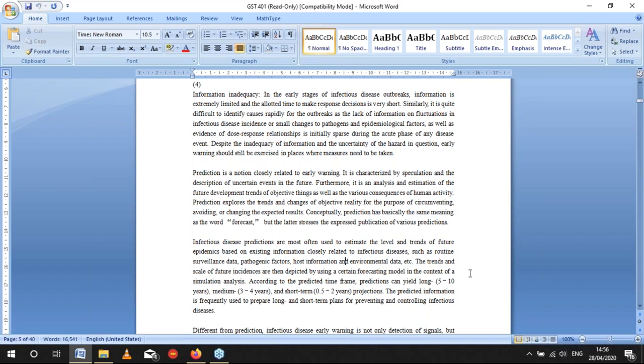The only thing is that it stresses the expressed publication of various predictions. But don't bother yourself with that. Just understand it this way, that prediction has basically the same meaning as forecast. Okay? Just understand it that way. So we've been able to look at the three terms clearly.